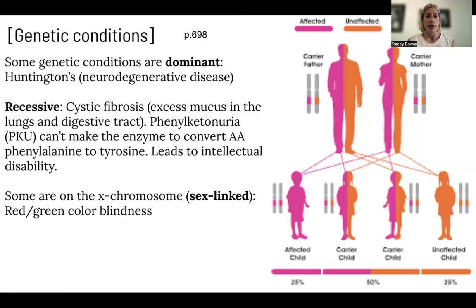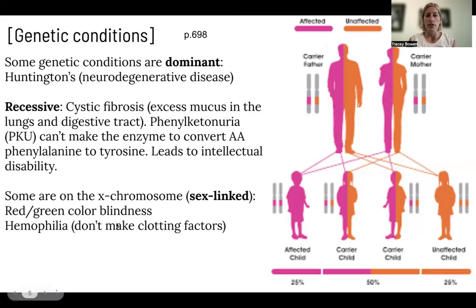If you got that carrier allele from your mother, but your dad's allele was that he could see red and green, then as a female, you would have an allele that coded for correct eye pigmentation proteins. And so then you would be able to see red and green. So it's rarer for females to have these genetic conditions because they have two X chromosomes instead of an X and a Y chromosome. Hemophilia is another sex-linked trait genetic condition. This is where an individual would not make clotting factors.